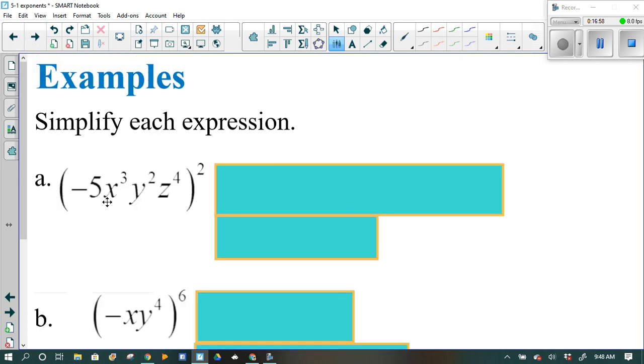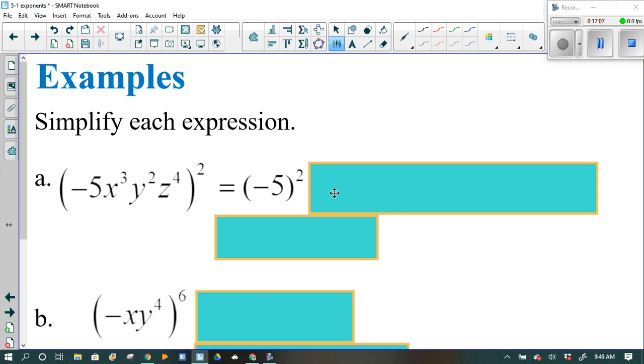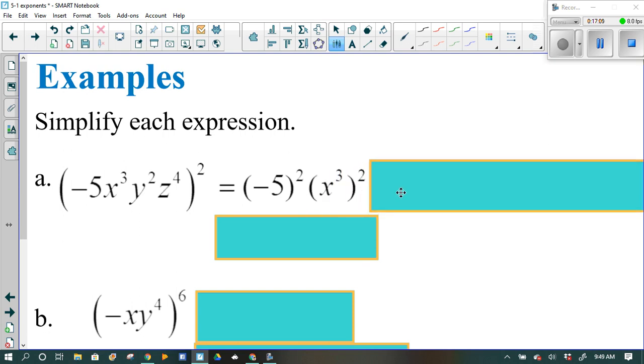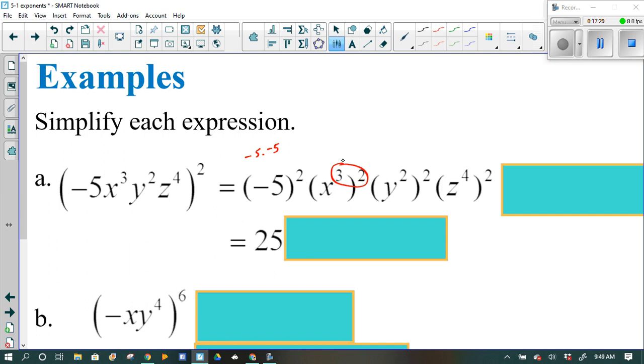Okay, even if it's really long like this, you still are going to distribute that exponent to every single piece. So -5 squared, x cubed squared, y squared squared, c to the 4th squared. So now, -5 squared, this just means -5 times -5. So that's going to be a positive 25. Multiply these two because it's a power to a power, so that's x to the 6th.